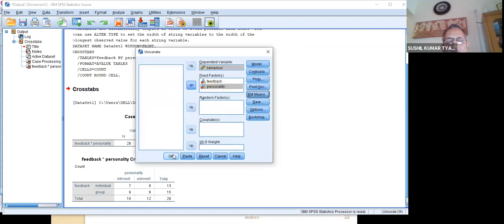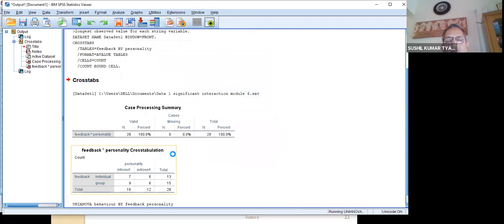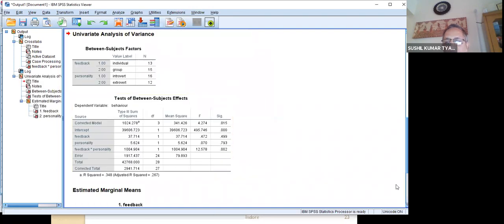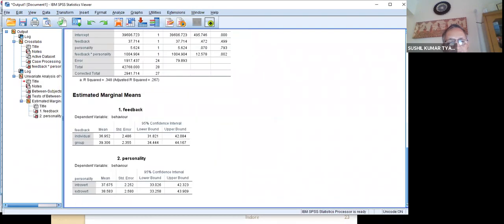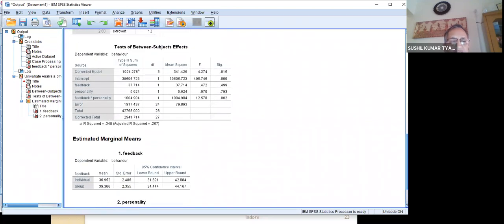So continue, and just to show you the meaning of estimated marginal mean. See, this is estimated marginal mean, unweighted mean. Individual 36.952, group 39 point this, for personality, introvert, extrovert. You can also compare it with descriptive, unweighted. These are unweighted means. You can compare these means with weighted means also.